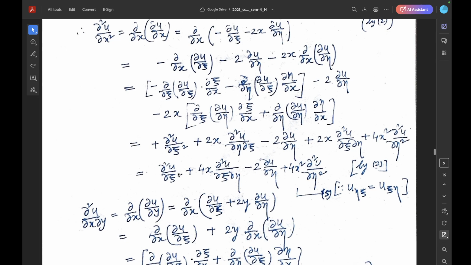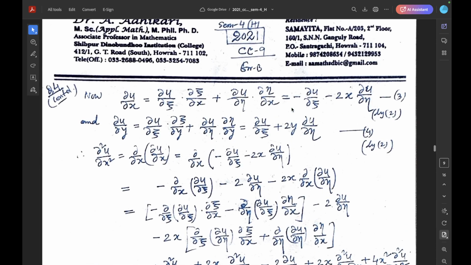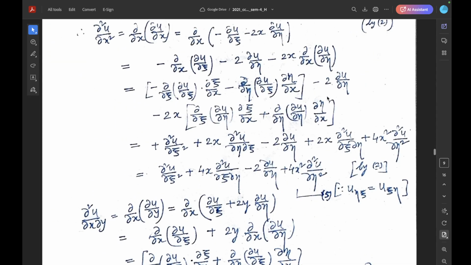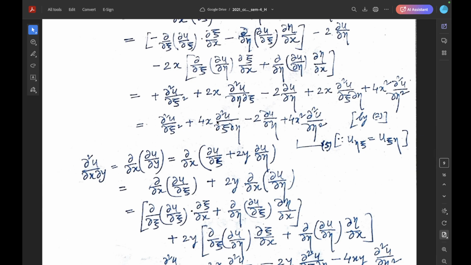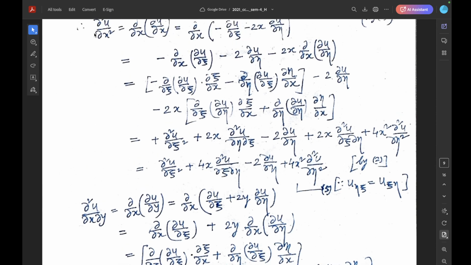So after simplification, putting the values of ξx, ηx from equation 2, we get ∂²u/∂ξ² plus twice x ∂²u/∂η∂ξ minus twice ∂u/∂η plus twice x ∂²u/∂ξ∂η plus 4x² ∂²u/∂η². We assume here the second order mixed derivatives are equal, so ∂²u/∂ξ∂η equals ∂²u/∂η∂ξ. So we can write 4x into this. So this is equation 5 for ∂²u/∂x².